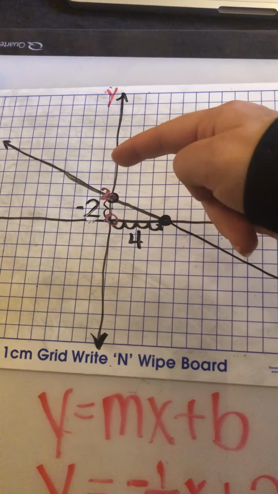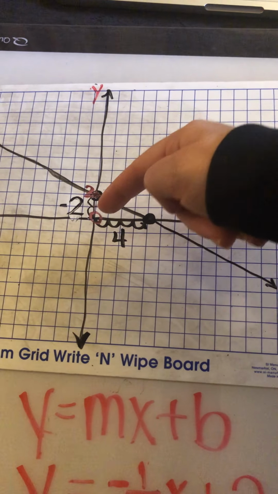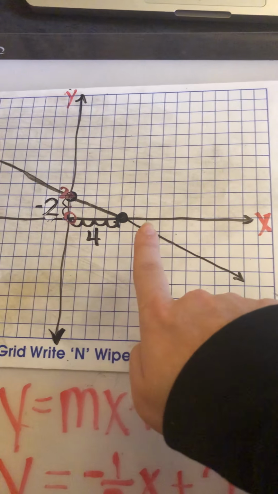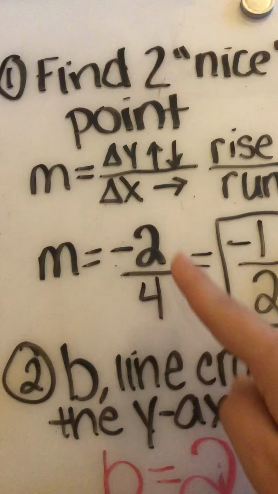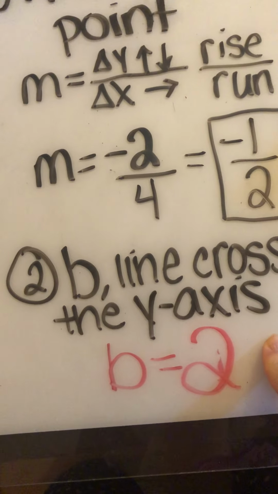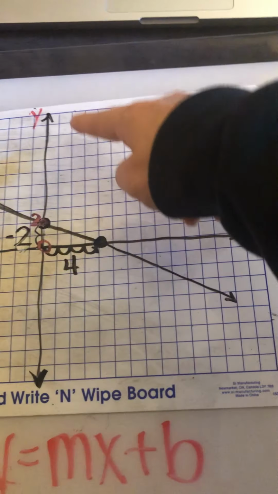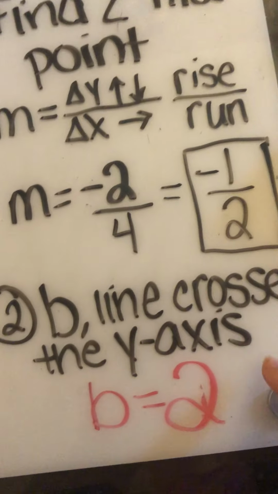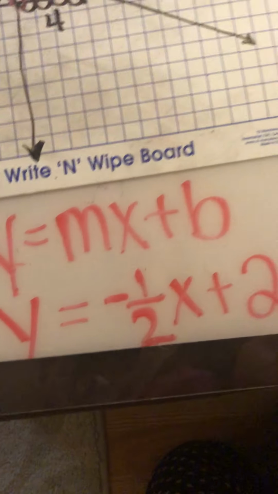We found that slope by counting how many up or down. In this case, it was down, so negative 2. And then run 4. Our slope was negative 2 over 4, but simplified as negative 1 over 2. We then found our intercept, which was wherever the line crossed the y-axis, which was at 2. And then we took that information and plugged it into our equation.